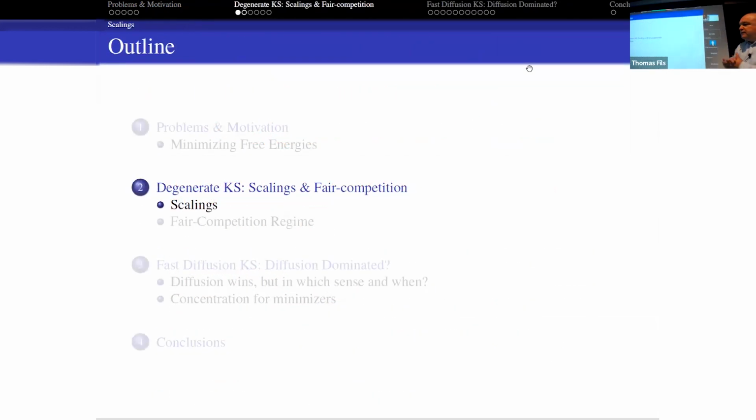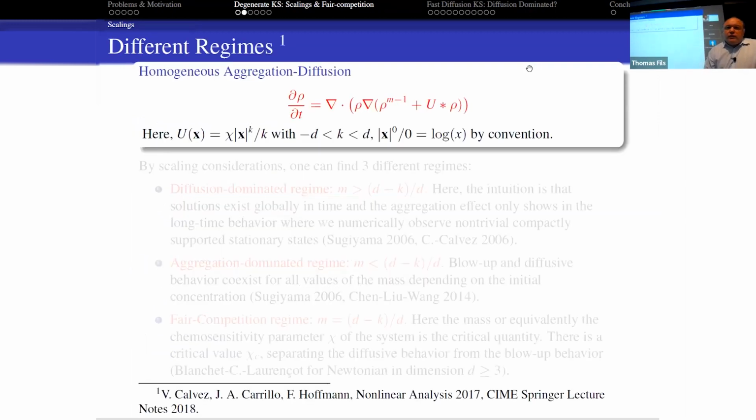So let me change gears and focus on a particular case of that problem. Let's do it at least in the case of power law potentials. What I mean is that let's do it for everything that is homogeneous. Let's assume that the nonlinear diffusion is homogeneous of exponent m, and let's assume that the potential U is just a radial potential, also homogeneous of power k. The k there is between minus dimension and dimension, if you want.